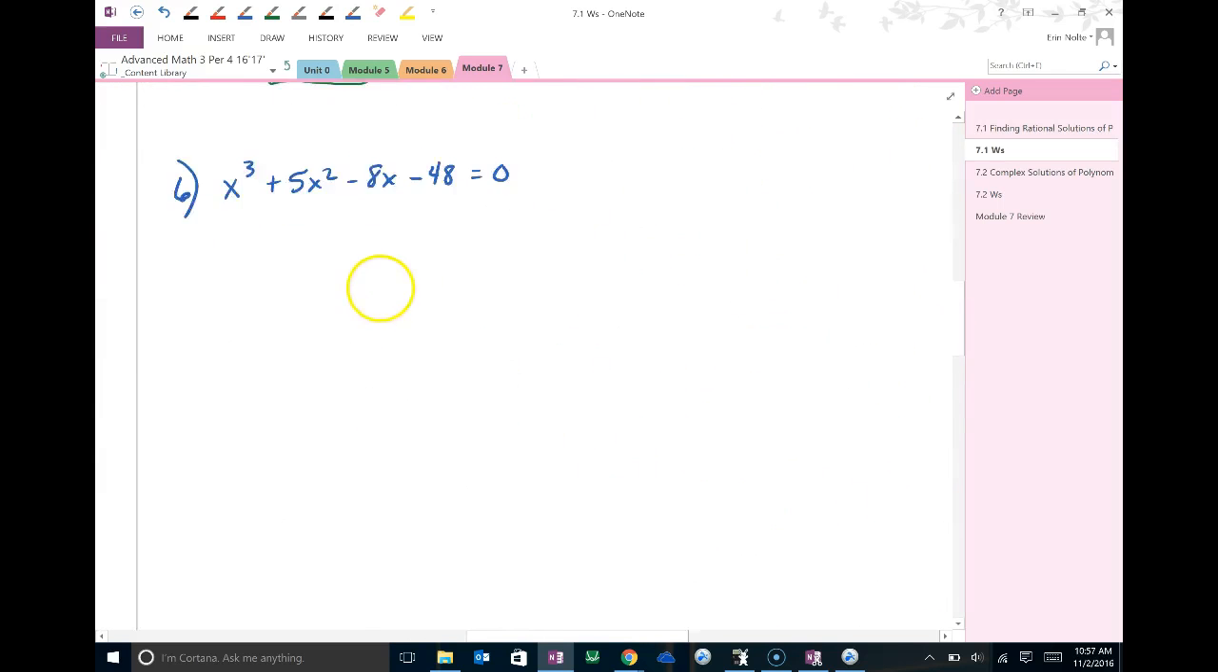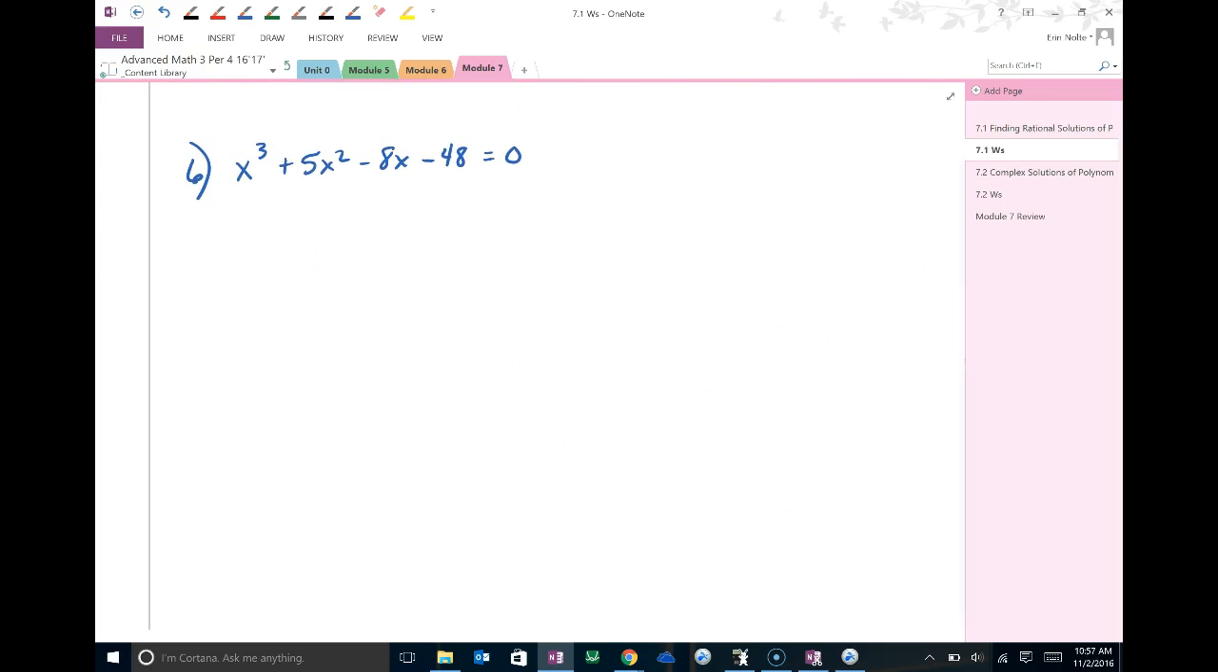Okay, so how do I go about doing this? Factorable constant. Okay, we're not going to do that. We're going to use our awesome technology so we don't have to just do a guess and check. So we're going to start by plugging this into the calculator.